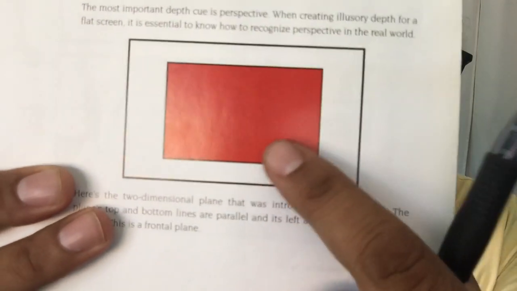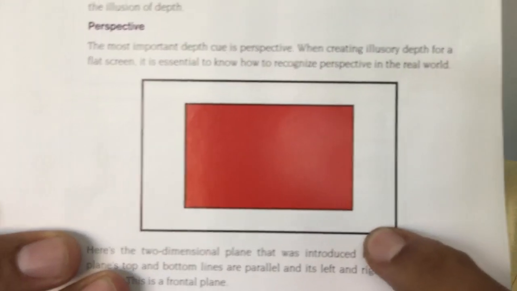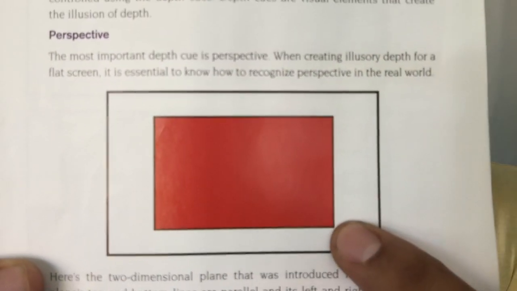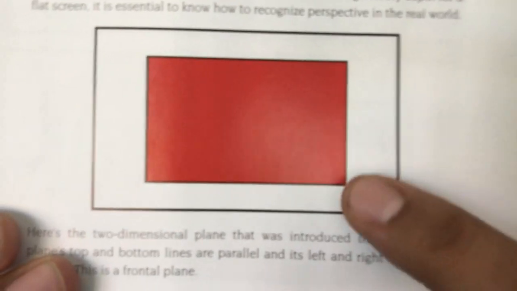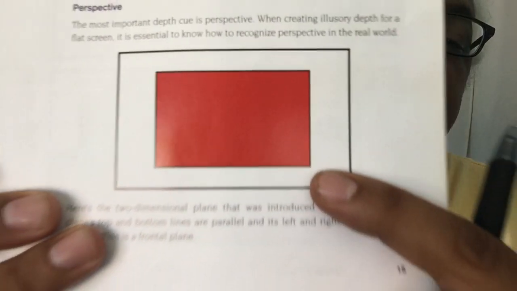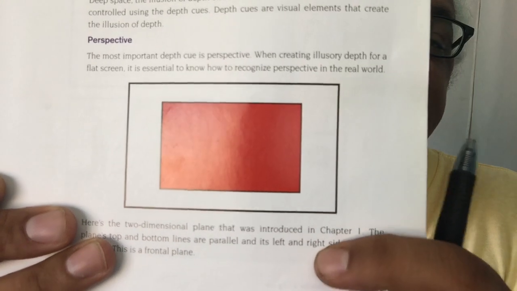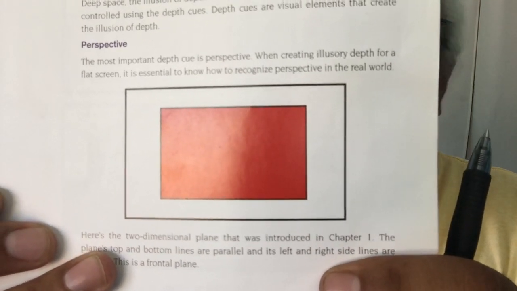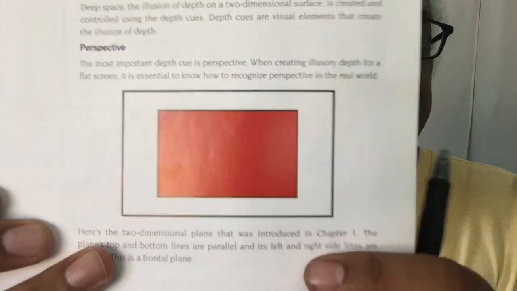Okay. Perspective. Remember I mentioned that before. The most important depth cue is perspective. When creating illusionary depth for a flat screen, it is essential to know how to recognize perspective in the real world. Next, he shows us this flat picture like this example, perspective. Imagine if this were a wall, sitting there, flat. It's a frontal flat plane. A flat frontal plane, just sitting right there flat in front of us.